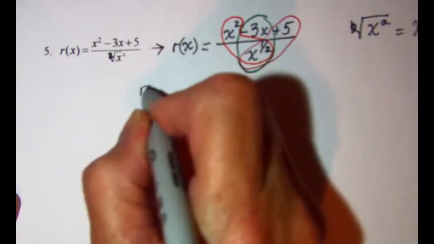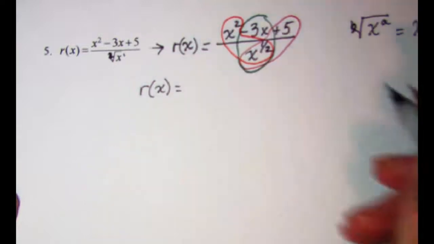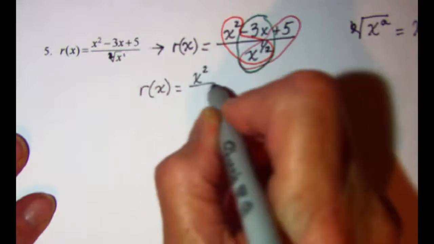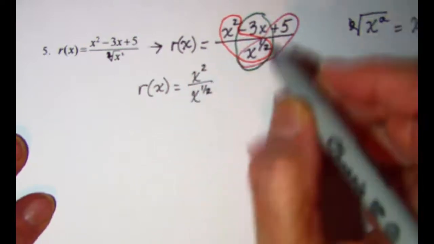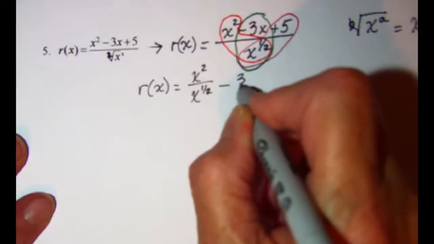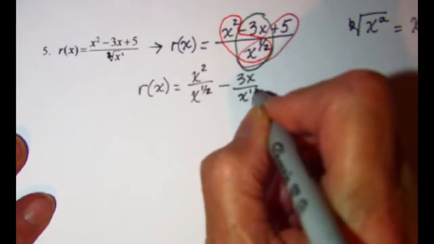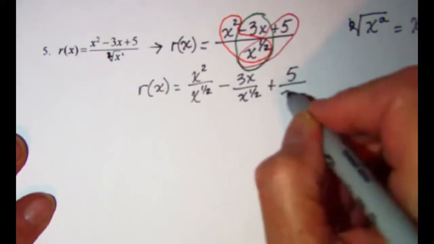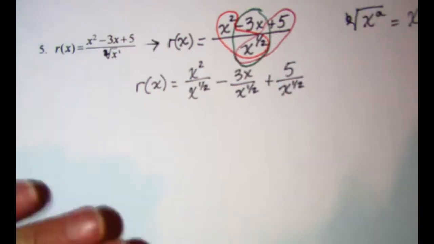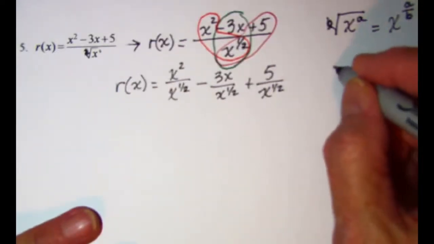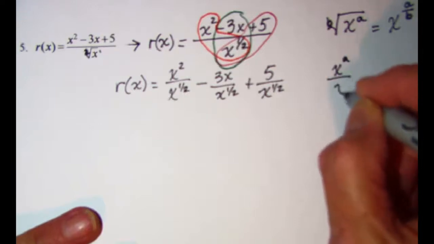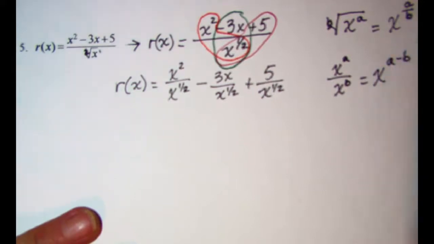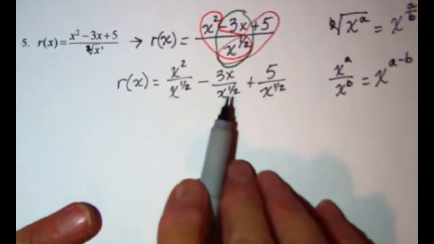So rewriting still, I haven't even started with my derivative yet. I have x squared over x to the 1/2 minus 3x over x to the 1/2 plus 5 over x to the 1/2. Right, now I'm going to use the rule that if you have x to the a over x to the b, that's the same as x to the a minus b, to rewrite each of these so they're not fractions.